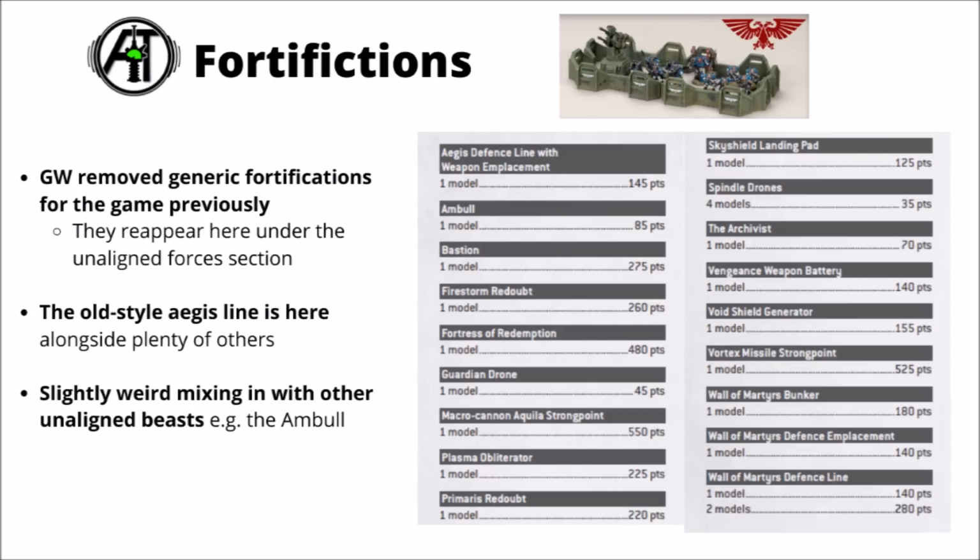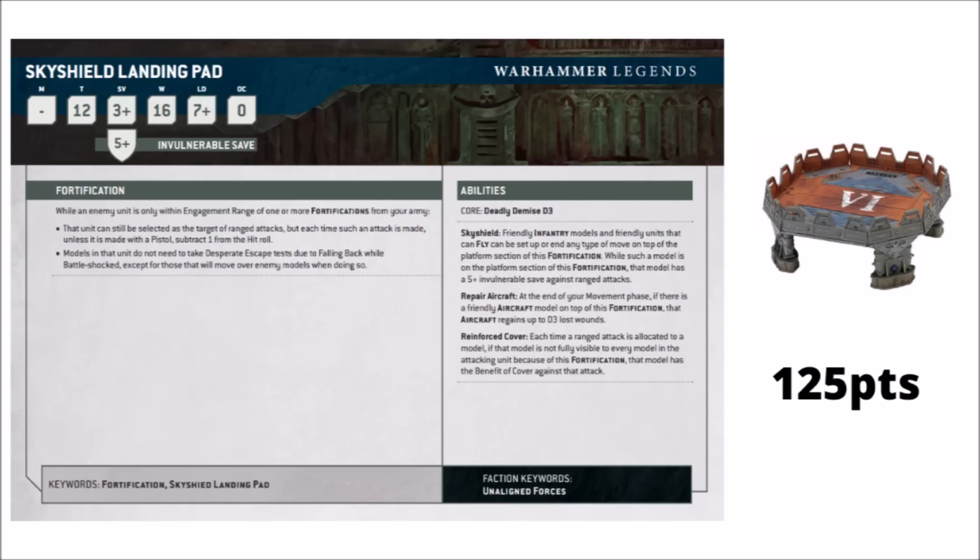It is perhaps a little bit weird that they decided to mix these with generic picks like some of the random beasts that you can take from Blackstone Fortress. Things like the Amble and the Guardian Drone also have their points costs and rules here as well.